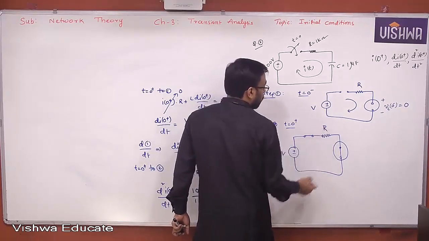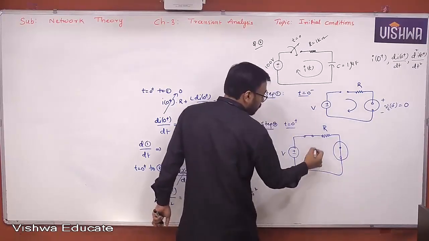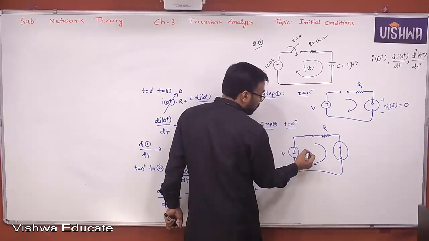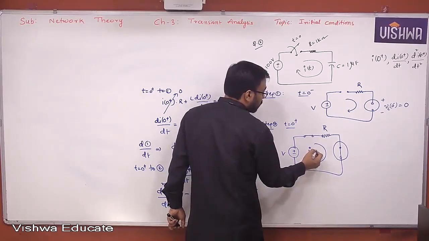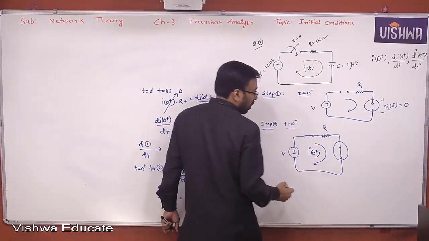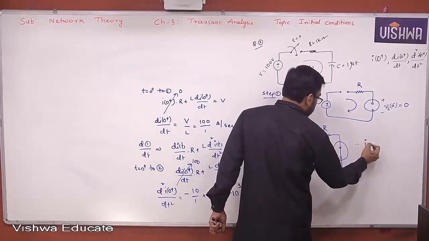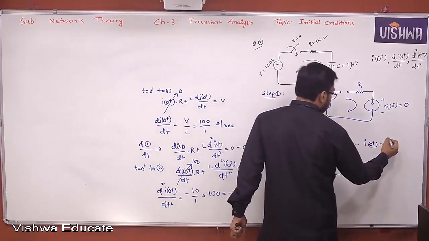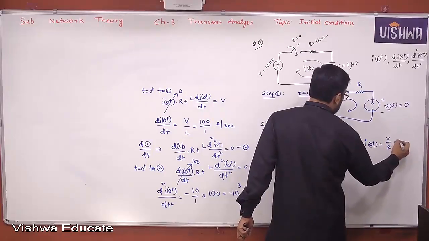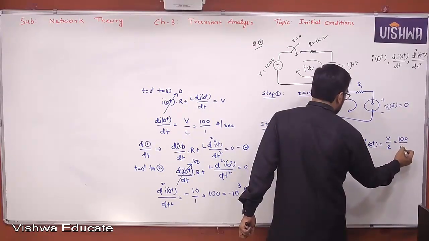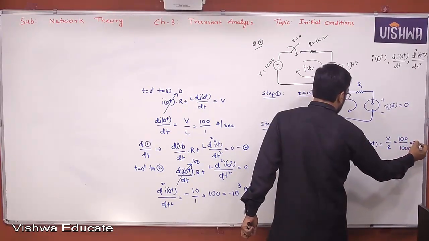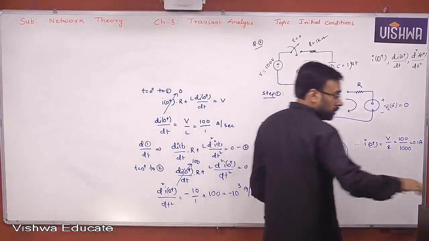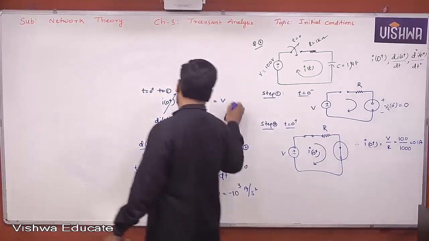This is R. Now you need to find, this is actually corresponding to 0 plus conditions. Therefore, I get the value of 0 plus. Do all of you understand? Now I want I of 0 plus. So what is I of 0 plus? Simply V by R. What is V? 100 volt by 1 kilo ohm, 0.1 ampere.